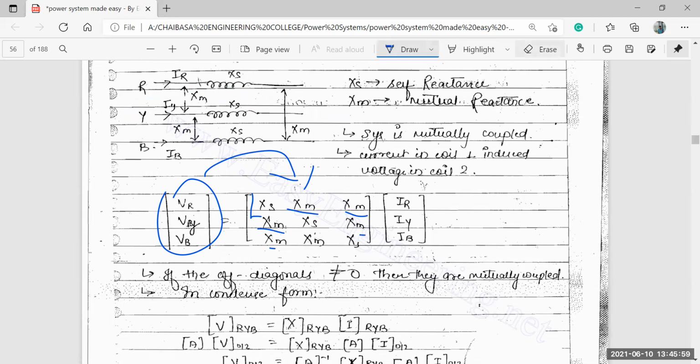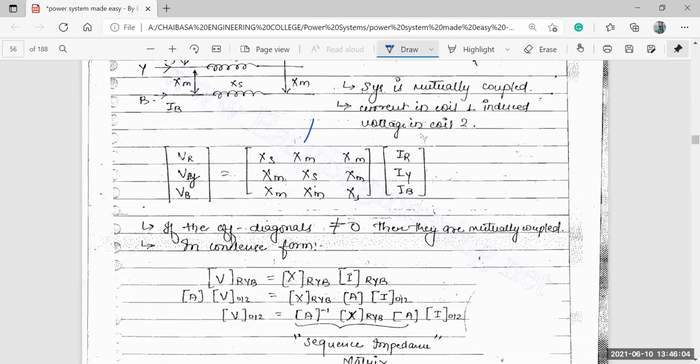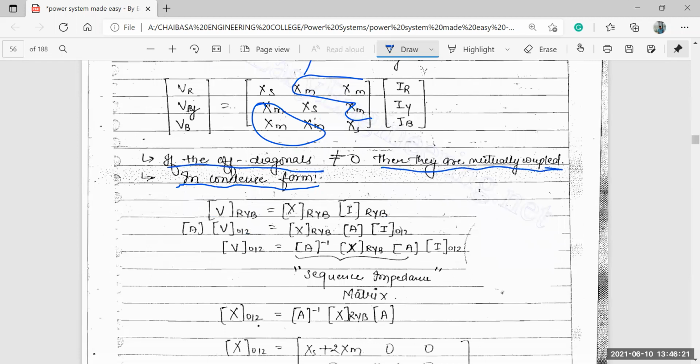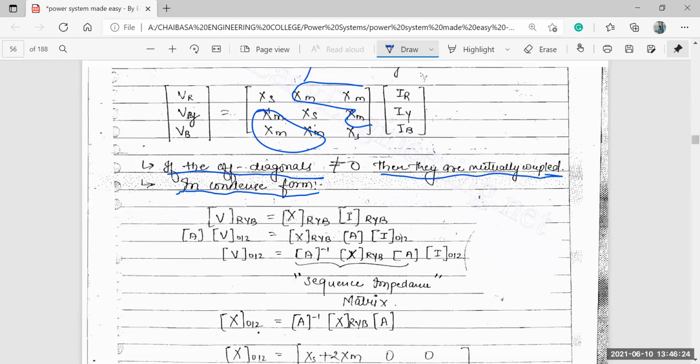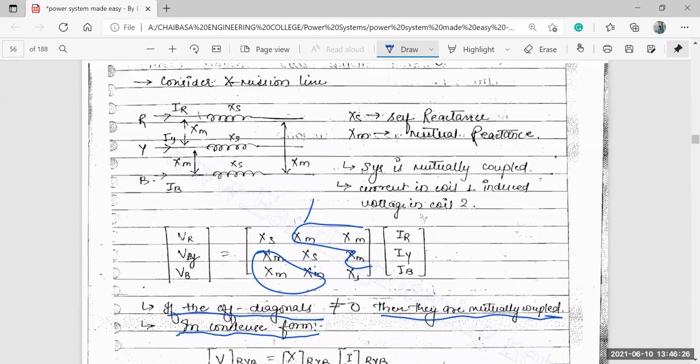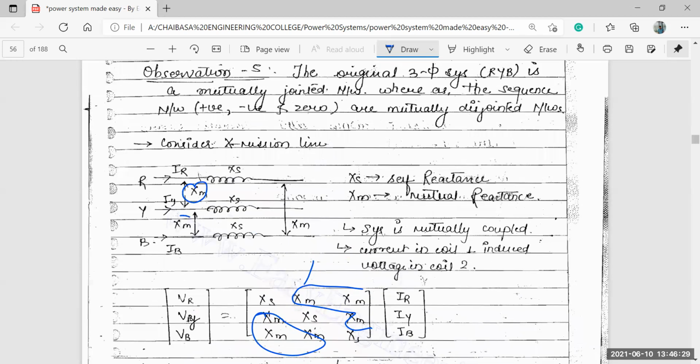Now, if the off-diagonal elements are equal to 0, then they are mutually decoupled, in condensed form. If the off-diagonal elements are not equal to 0, then it is mutually coupled. If these values are not 0, then it is mutually connected. It's obvious, this is the obvious thing.